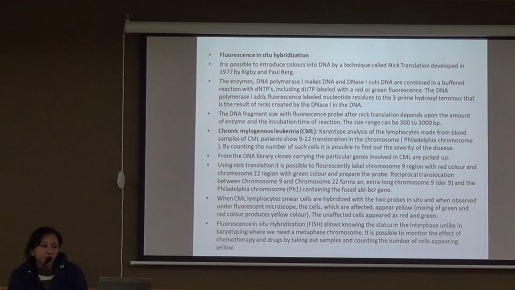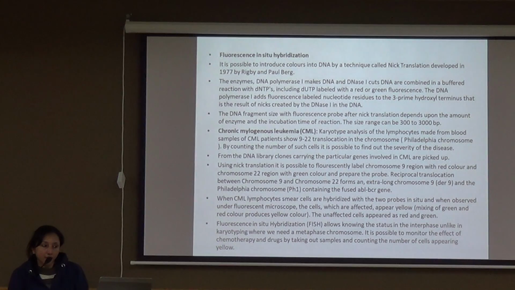The enzymes DNA polymerase I, which makes DNA, and DNase I, which cuts DNA, are combined in a buffered reaction with dNTPs, that is deoxynucleotides, including dUTP labeled with a red or green fluorescence. The DNA polymerase I adds fluorescence labeled nucleotide residues to the 3' hydroxyl terminus, that is the result of nicks created by DNase I in the DNA.